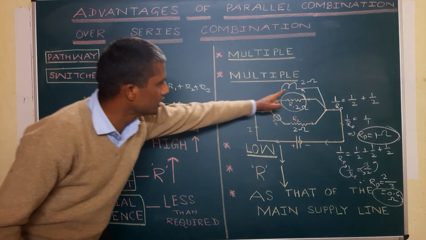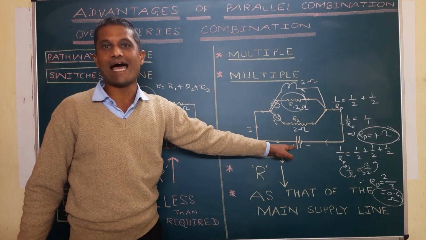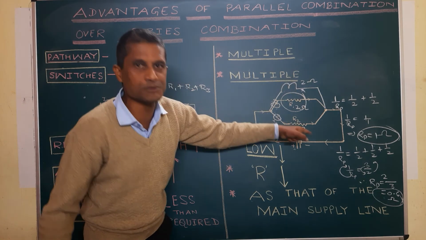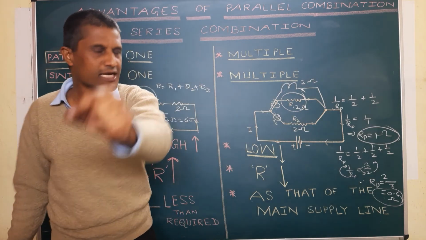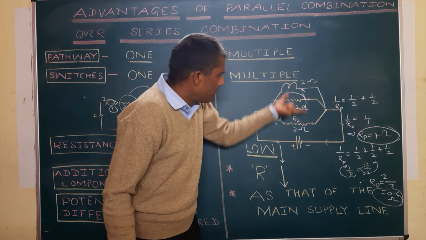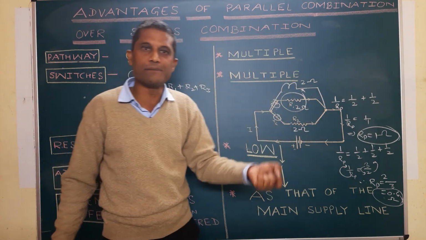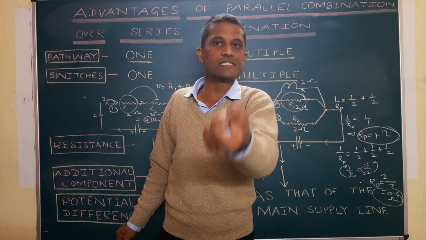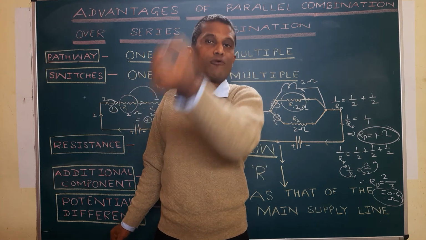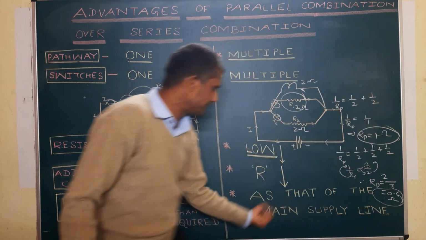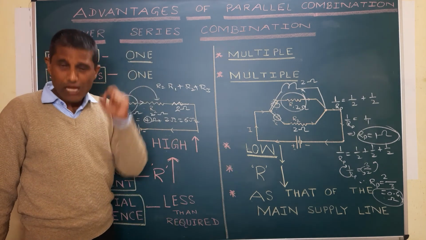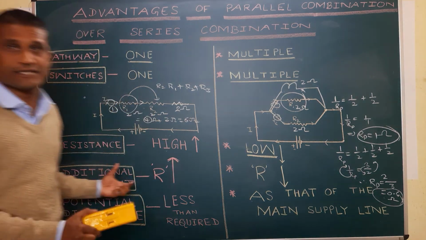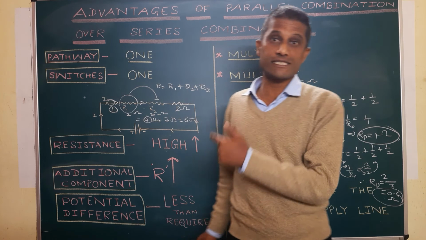In parallel combination, each and every resistor will get the same voltage as that of the main supply line. Suppose it is 220 volt, it means all these bulbs will get 220 volt, and that makes sense here, that every electric appliance will function properly because they are getting the appropriate amount of voltage. It means they will get the appropriate amount of current required for their proper functioning, and that is another advantage for the parallel combination. So these are the advantages for the parallel combination over the series combination.